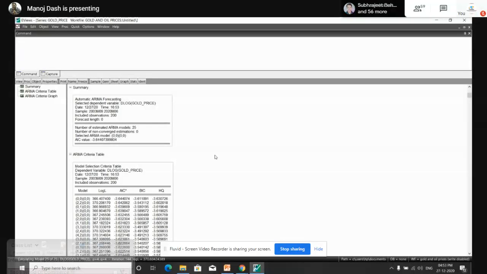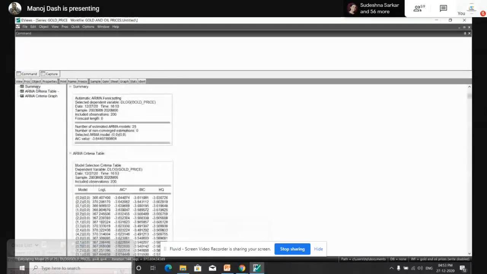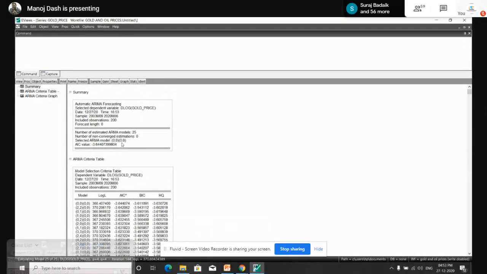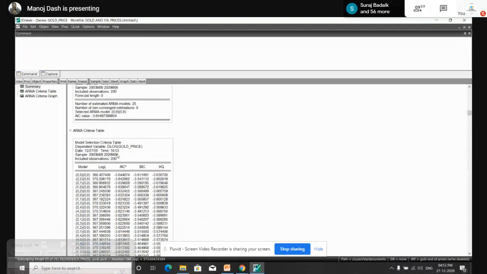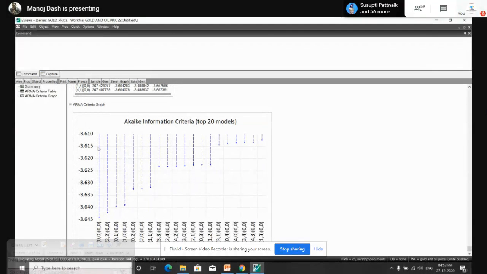What happened? Which is the best model? It says you calculate D gold price; automatic is calculating D gold price. Now what is the ARIMA model? Autoregressive 0 and moving average also 0. What is the regression output? Your model is the ARIMA 0, 0, and the AIC is lowest at 0, 0.